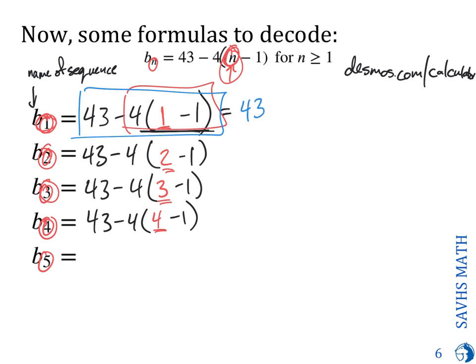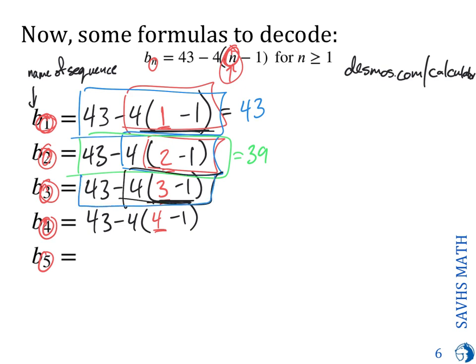Let's do it again, just to make sure. 2 minus 1 is 1. Do the multiplication. 1 times 4 is 4. 43 minus 4 is 39. Let's do one more. 3 minus 1 is 2. 4 times 2 is 8. 43 minus 8 is 35. What is the pattern here?